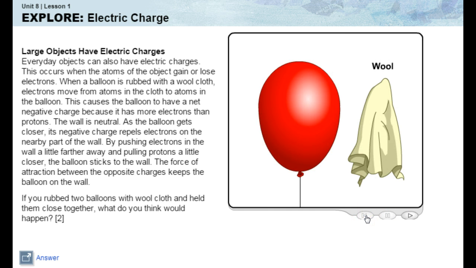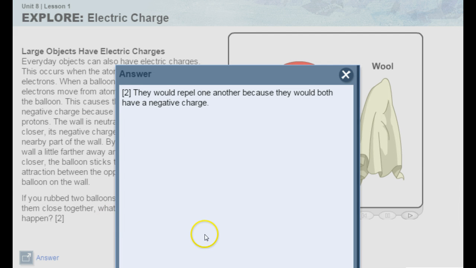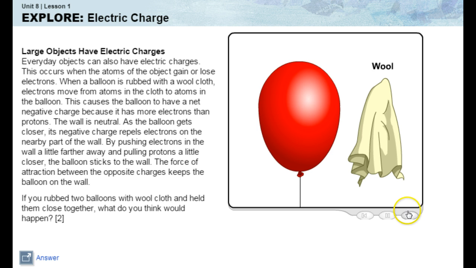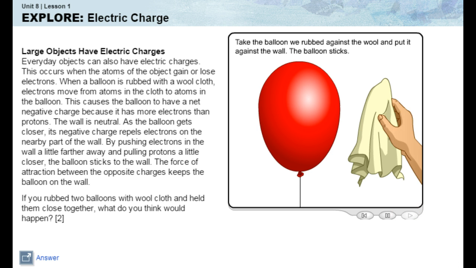If you rub two balloons with wool cloth and held them close together, what do you think would happen? What happens when they have the same charge, either both positive or both negative? And the answer would be they would repel each other because they would both have a negative charge. It's a fun little interactive.